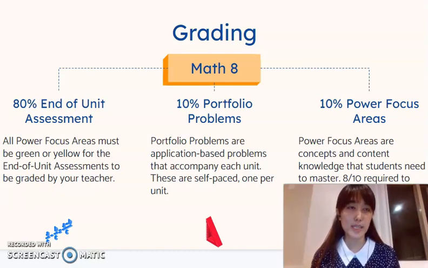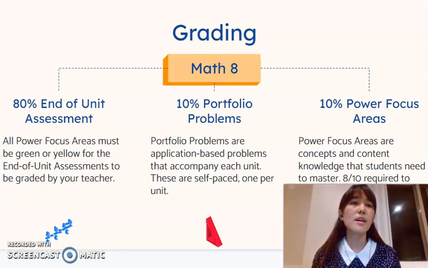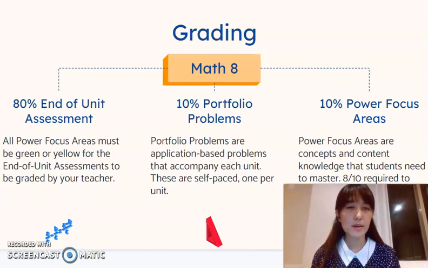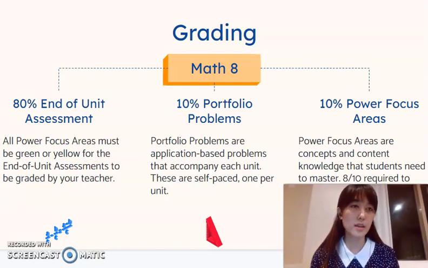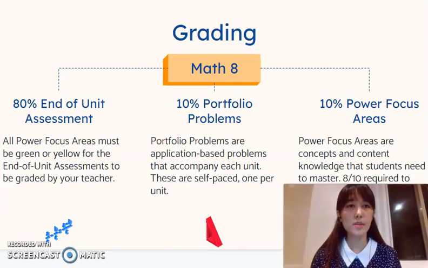I would like to talk about grading as well here, but please refer to the full course syllabus for more details. Firstly, 80% of the grade comes from the end of unit assessments. And the important thing here is that all checkpoints must be green or yellow for the end of unit assessments to be graded by the teacher. If they have a red, then they can still take the assessment, but the teacher will not grade it. I will talk more about getting the color-coded feedback and what they mean on the checkpoints in the next slide.